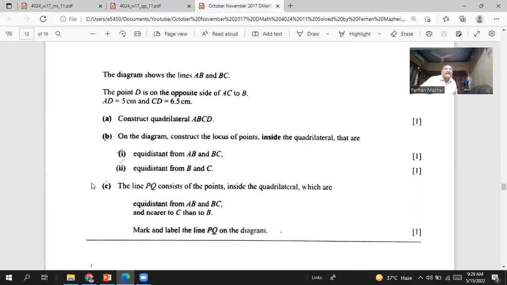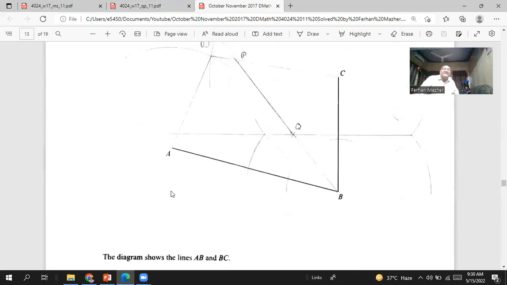Then they are asking that on the diagram, construct the locus of the points inside the quadrilateral that are equidistant from AB and BC. If you remain equidistant from two intersecting lines, you draw the angle bisector. Here the common point is B, so we will draw the angle bisector of ABC.